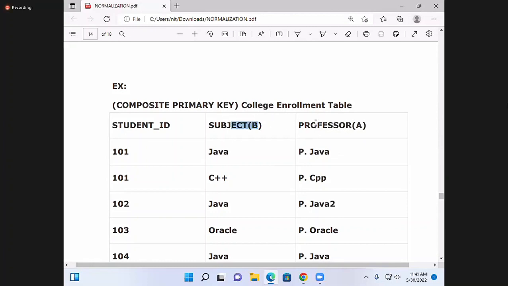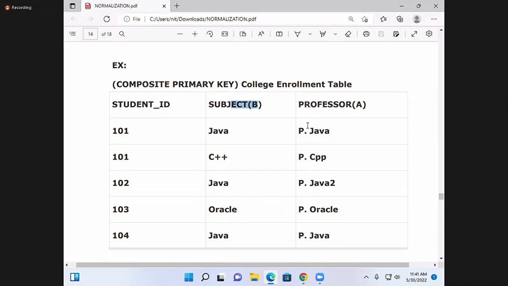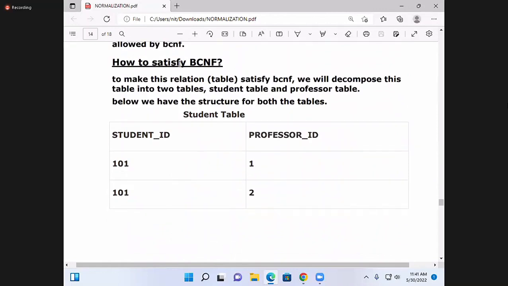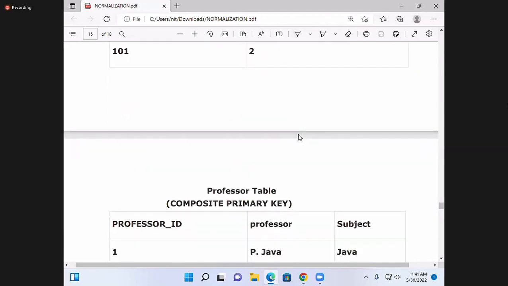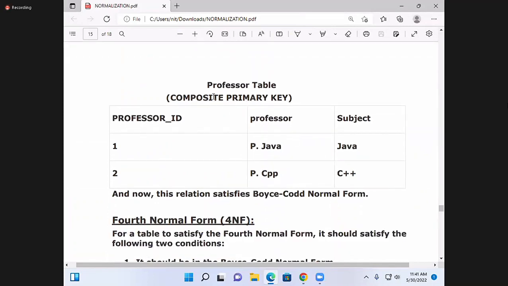So now I want to change this. How can I change it to satisfy BCNF? I take one separate table, the student table, with student ID and professor ID. Then in the professor table, professor ID and professor are both composite primary keys, and subject is not a primary key. So professor depends on subject, and professor is now a primary key, which is nothing but a super key.